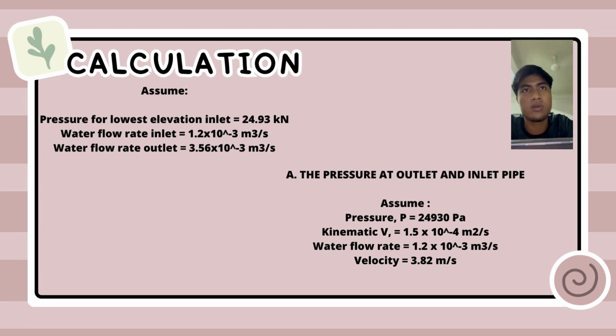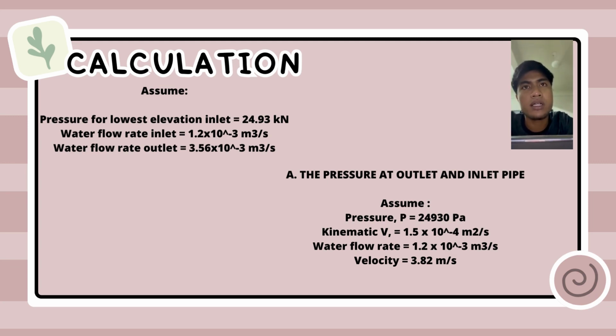Okay, today I'm going to present about the calculation. First of all, we have to assume the pressure for the lowest elevation inlet, the water flow rate inlet, and the water flow rate outlet. First we have to calculate the pressure at the outlet and inlet pipe. After we calculate the inlet pressure P at the lowest elevation of the pipe, we get 24.93 kilopascal. Then at the same elevation without the hole in the pipe it is 44.55 kilopascal.